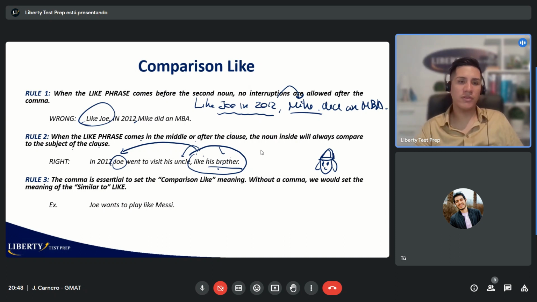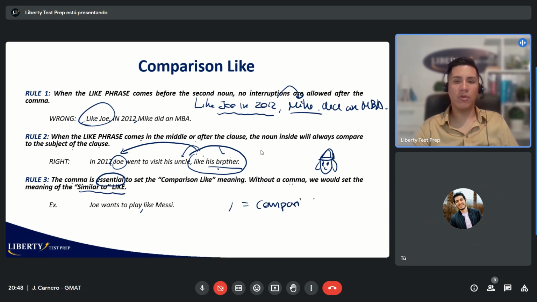Nice. What about this third one? The comma is essential to set the comparison meaning of like. Without a comma, we would set the meaning of the similar to like. So if you don't have a comma, you are going to have a different version of like, a different thing. So they say, Joe wants to play like Messi. If you don't have a comma, it's different than if you had a comma. Why? Because if you had a comma, that's a comparison.